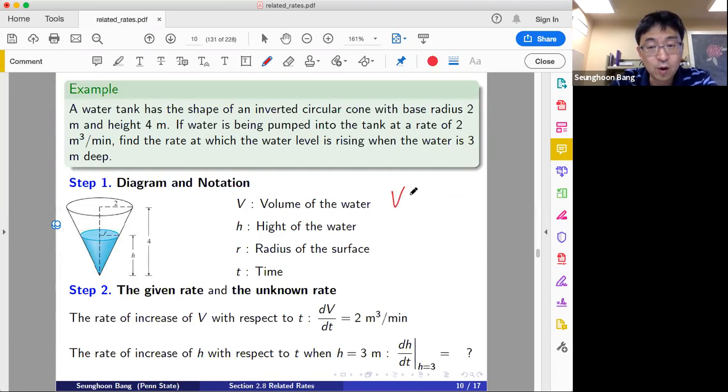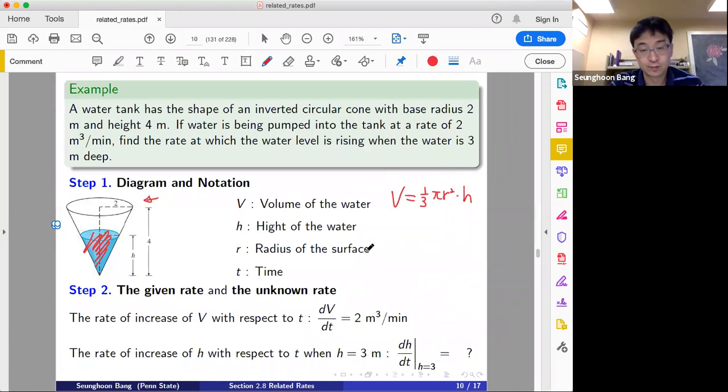What's the volume of a cone? Do you know the volume of a cone? Only this portion, the water part, only the volume of the cone, only the water part. So volume V, remember, what's the volume of a cone? You can memorize: 1/3 pi r squared times height.